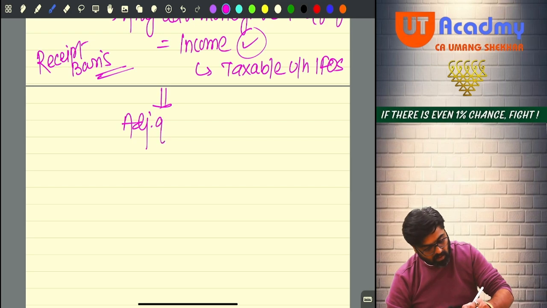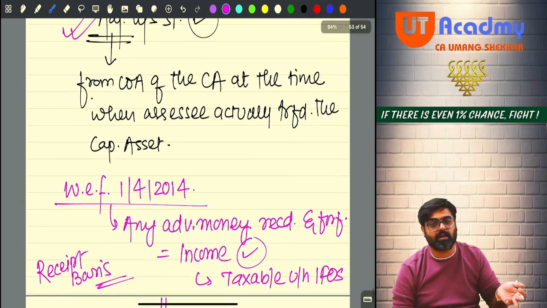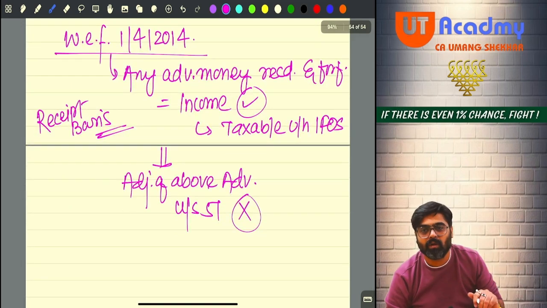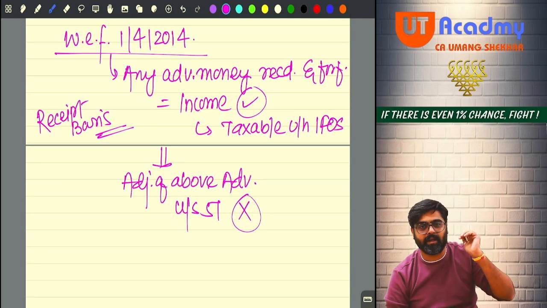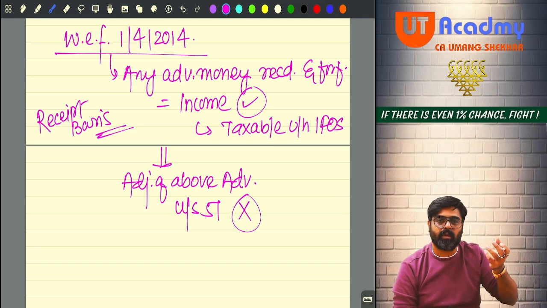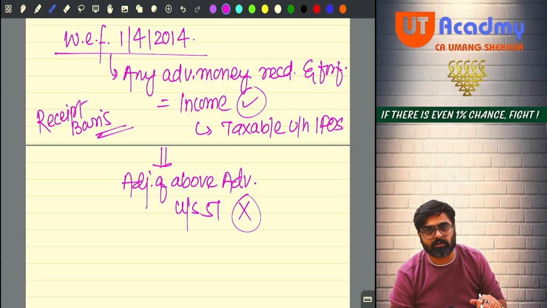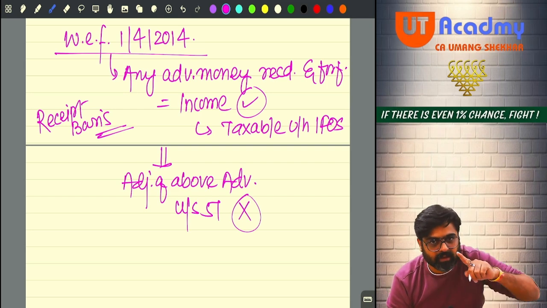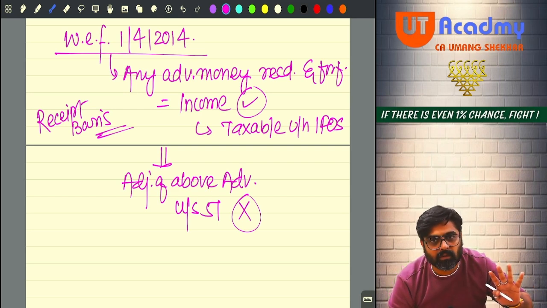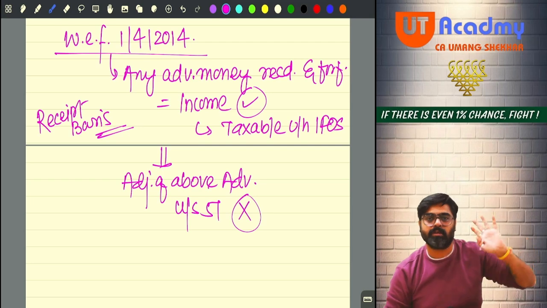Adjustment of the above advance under section 51 will not be done, because if you adjust it under 51, it will be taxed for the second time. Once you are taxing under the head IFOS on receipt basis and then adjusting from the cost also, reducing the cost, the capital gain will be higher by this amount, so this amount will be taxed for the second time under the head capital gains also. Pay attention. If this advance is already taxed under the head IFOS in the year in which it was received and forfeited, don't adjust this amount under section 51.